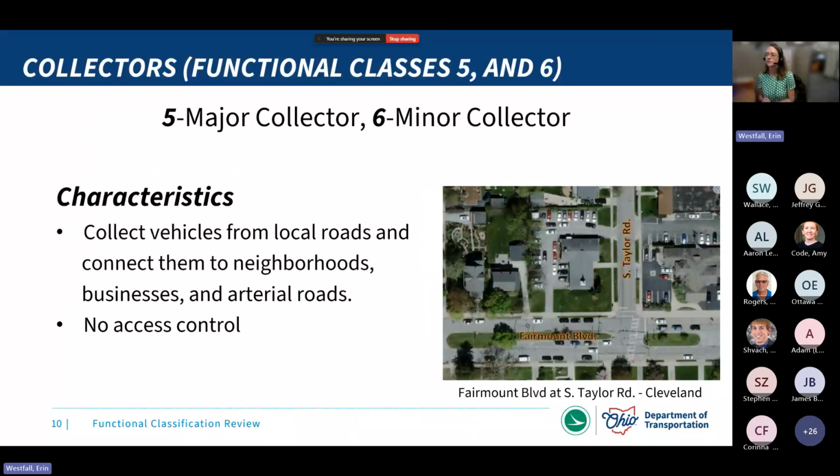Moving on down then to the second grouping of collectors, you've got your major collectors and your minor collectors. As the name would imply, they collect vehicles from local roads and connect them to neighborhoods, businesses, and arterial roadways. And there's usually no access control for those types of routes.